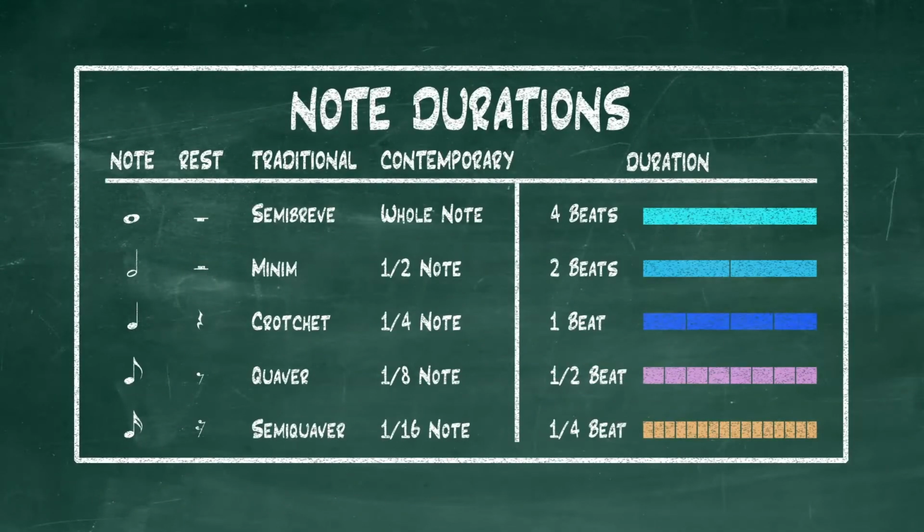Let's recap the note durations we've studied so far. The whole note, known as the semibreve. The half note, known as the minim. The quarter note, known as the crotchet. The 8th note, known as the quaver, and the 16th note, known as the semiquaver.